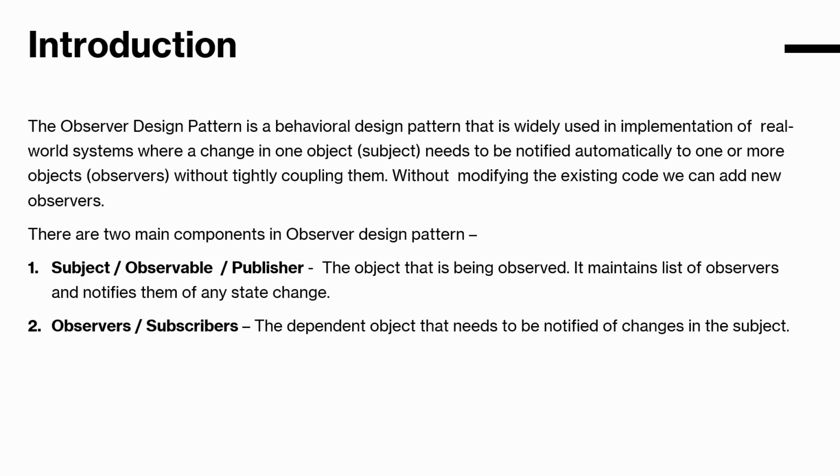In the observer design pattern, there are mainly two different components. The first one is also called the subject, observable, or the publisher. It is the object that is being observed, meaning it is the object that is listened to for changes. It maintains a list of the observers or the subscribers and notifies them of any changes that are made to it. And the others are the observers, also called the subscribers, which are dependent objects that need to be notified of the changes in the subject.